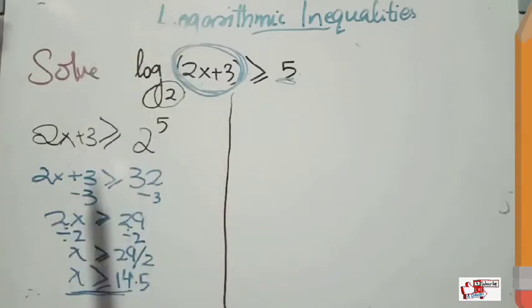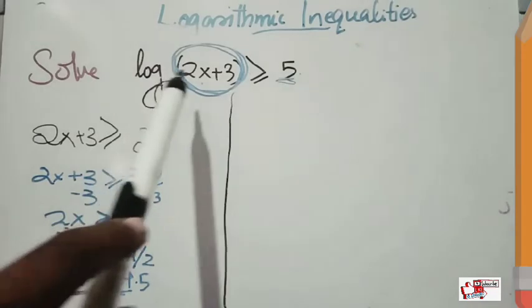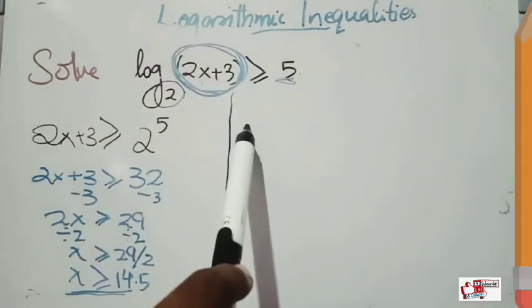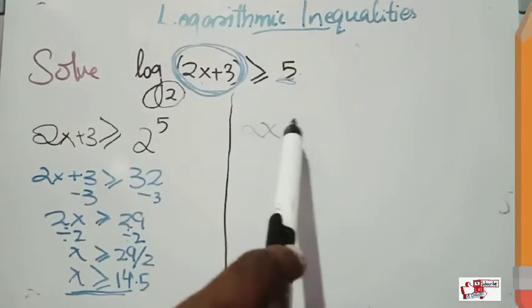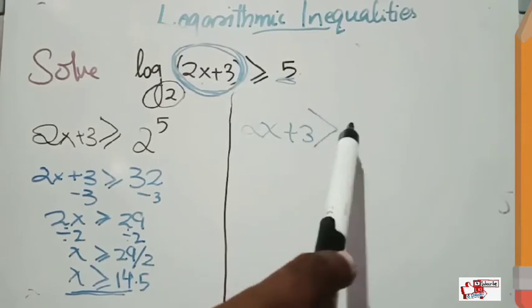Okay. And as you know, when you deal with logarithm, the number must be positive. Logarithm cannot be taken for negative numbers. So here we can take a concept that 2x plus 3 greater than 0.